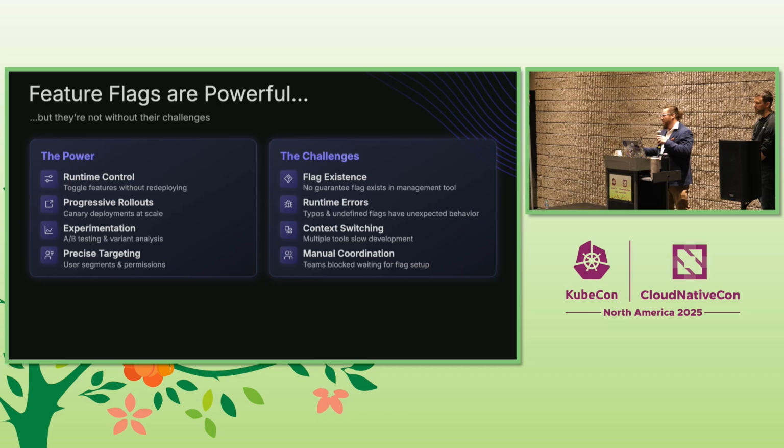Context switching. As a developer, flow state is very important. When you're working with feature flags that are disconnected from your SDLC, you have to constantly switch context, destroying your mental model and slowing down your flow state. Manual coordination. If you work in a cross-functional team environment, oftentimes the owners of feature flags, especially in higher environments like production, might be a different team than the development team working on the features. Coordinating feature flags across those teams can slow things down.